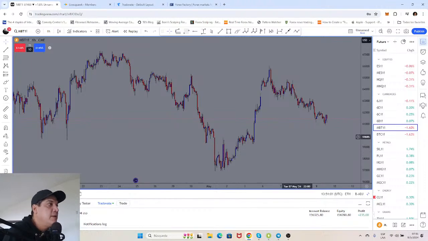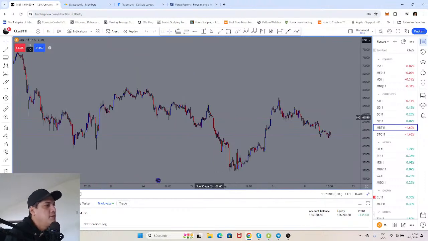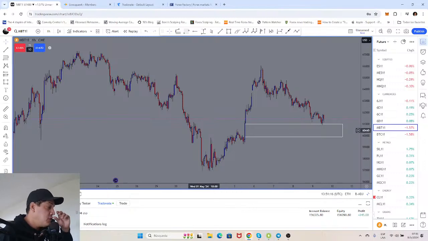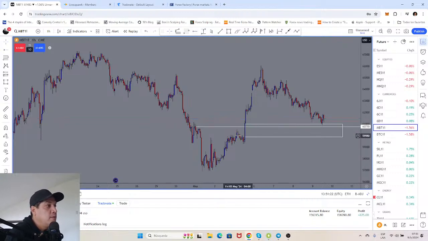All right, so Bitcoin. Looking good for longs, right? Look at this. You see an entire imbalance here on the hourly just got mitigated. Would look very good. We have a breaker here. The breaker is all the way up here. We have a breaker at the top of that imbalance.